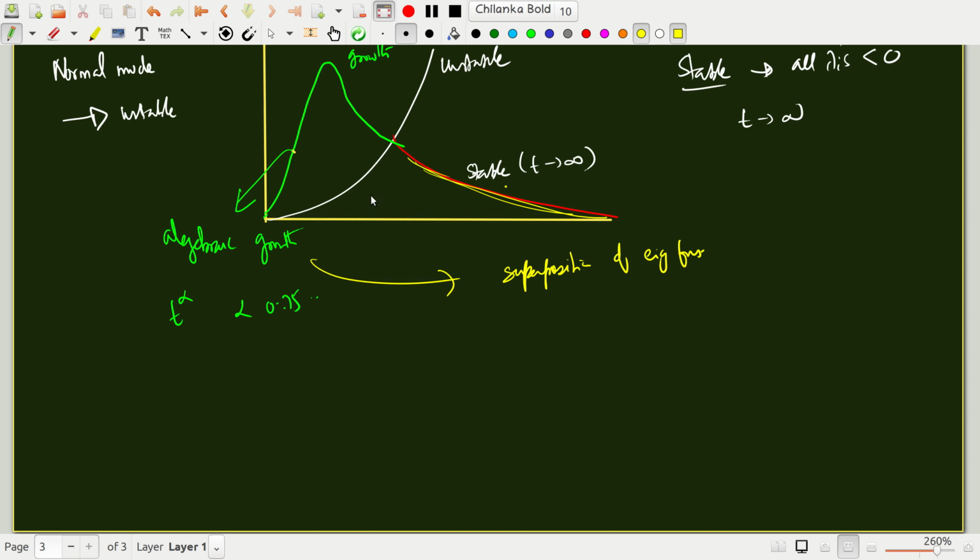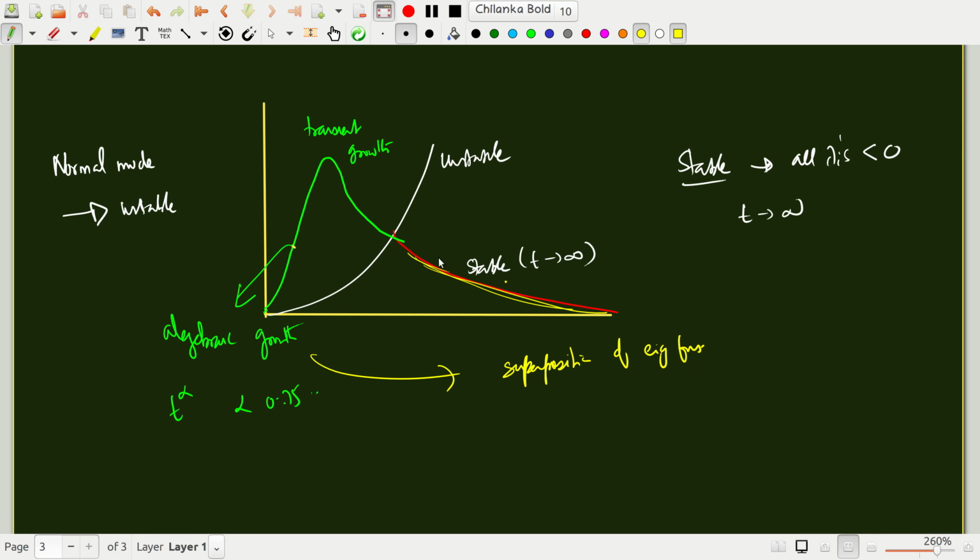So the point is, if all the eigenvalues have negative real part, then of course as time t goes to infinity, things will be stable. But that doesn't guarantee, especially if the system is not a self-adjoint system, that you cannot have such a behavior where the disturbances grow and then eventually decay. That growth is called transient growth, or non-normal growth, or algebraic growth.